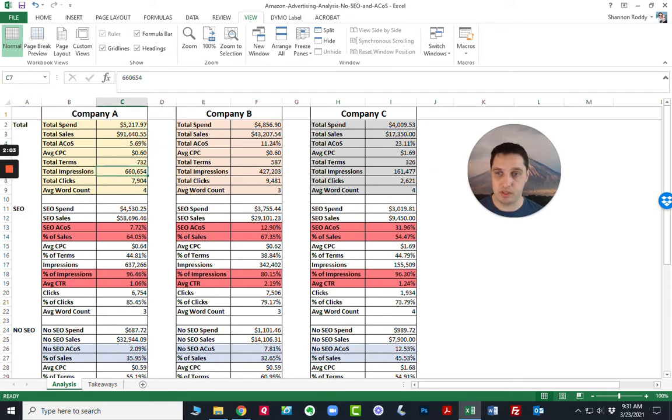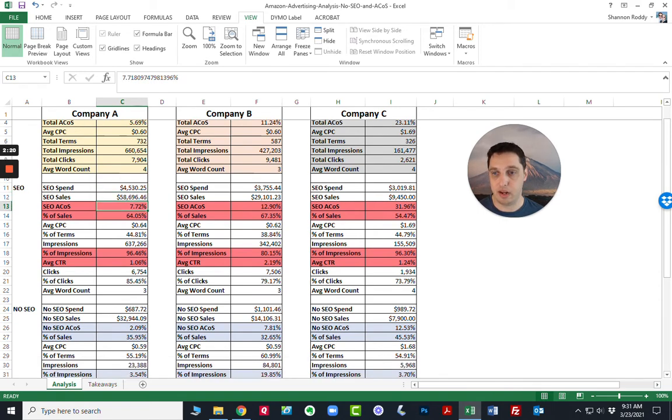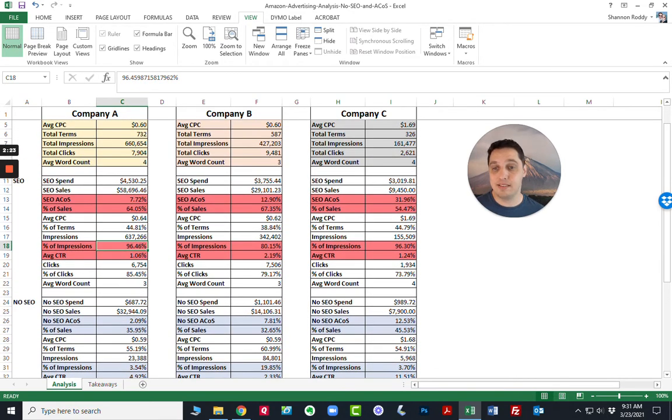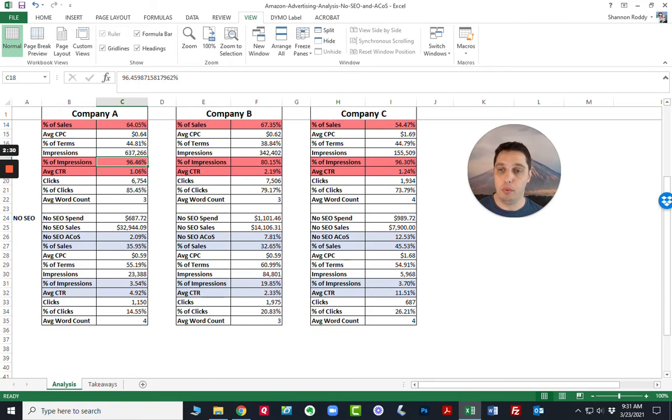So for example, we had over 660,000 impressions and 7,900 clicks. For SEO terms, so keywords that showed any search volume whatsoever in Helium 10, we spent about $4,000 and generated about $60,000 in sales at a 7% ACoS. You could see that this was 96% of impressions, so almost all the impressions went to the search terms that had search volume. That makes sense. When we go down to search terms that show no search volume, we are looking at $687 in spend that generated $32,000 in sales at a 2% ACoS. This is phenomenal. It accounted for 36% of all sales, while spending only $687.